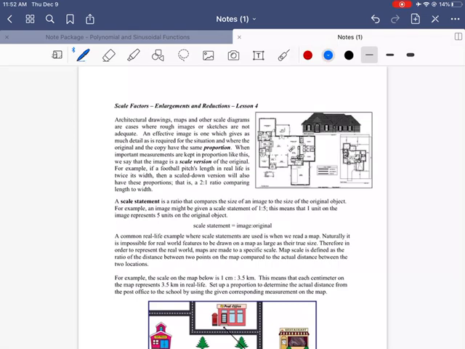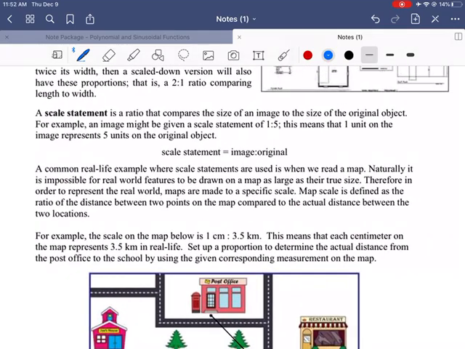So this uses proportions, and you need to make sure that all the dimensions in your drawing represent the dimensions of the actual thing. A scale statement compares the image size to the original size. So the image could be anything like a picture, a map, a photograph, anything that's a representation of an original thing.